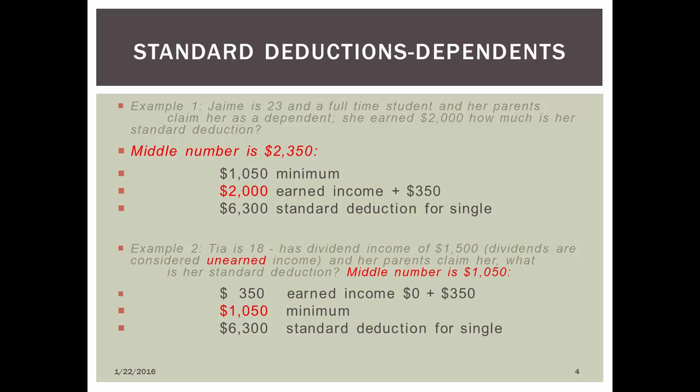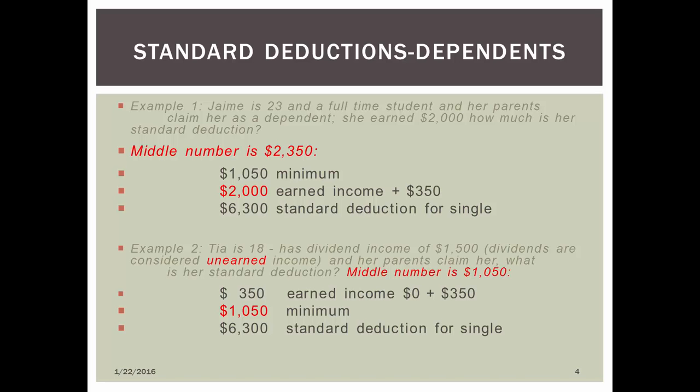The second example, Tia is 18. She has dividend income of $1,500. Remember, dividends are unearned income. And her parents claim her. What is her standard deduction? Well, now we're going to write down $1,050. We're going to write down the $6,300. Now we have to take her earned income, and she didn't have any earned income, so that's zero. And we're going to add $350 to it.